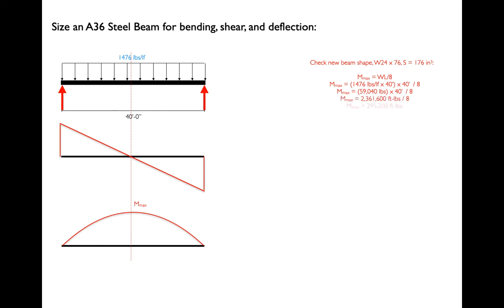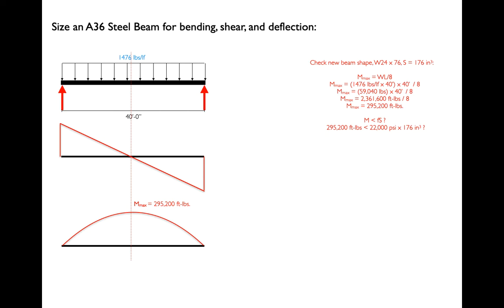So if we run that out, we end up with a new moment of 295,200 foot-pounds. As we would expect, that's the highest moment figure we've dealt with yet, because it's the heaviest beam we've dealt with. But remember that our section modulus is getting much higher too. So when we check the flexure formula, is the new moment that we're putting on it less than or equal to the capacity of the beam in bending, its strength times its section modulus? What we find is that 176 inches cubed is going to really help us.